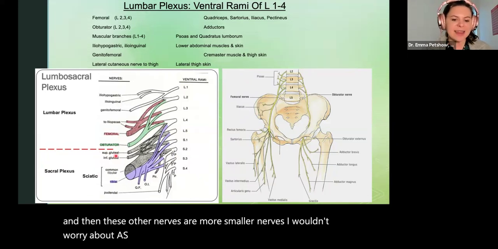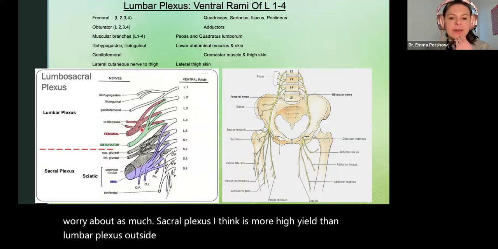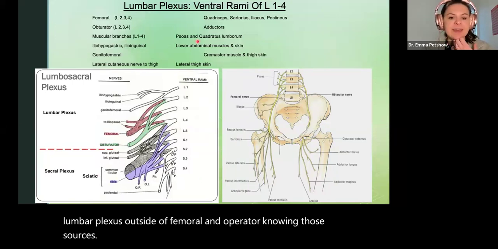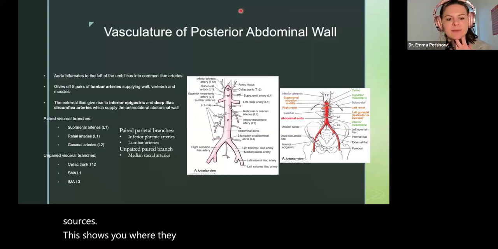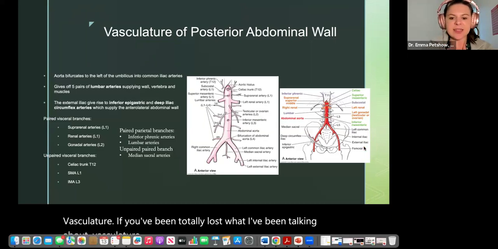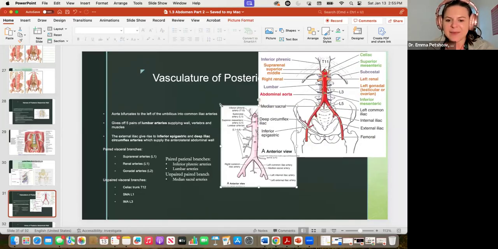Sacral plexus, I think, is more high yield than lumbar plexus outside of femoral and obturator, knowing those sources. And this shows you where they innervate. Vasculature, if you've been totally lost when I've been talking about vasculature of everything, I understand it's confusing. Here are some other pictures that may help because these ones I think are better. Sometimes that's summing things up.